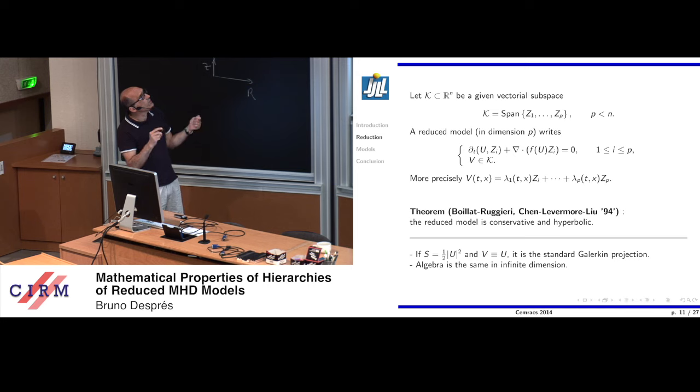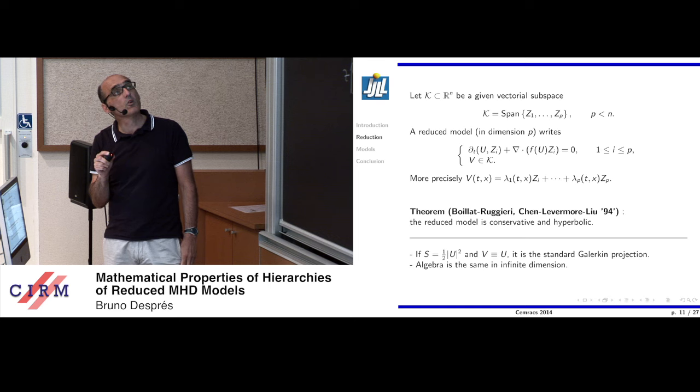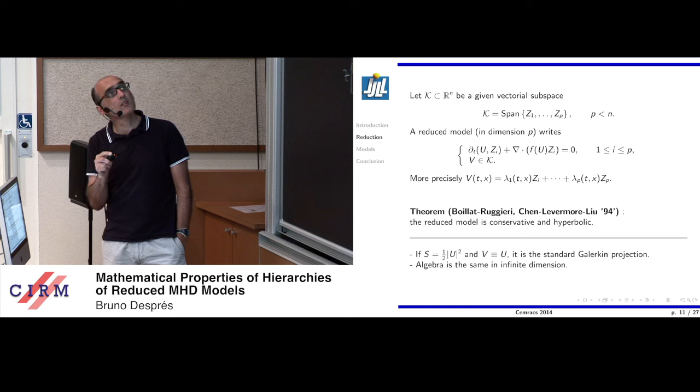Assume I decide on a set K, which is a vectorial space of smaller dimension with a certain number of basis functions, which are here constant in time and space. It will come later. Then I could just take the scalar product of the original equation. It gives me just P equations now. And I can just decide that V, the adjoint variable, is in K. I can write it like that.